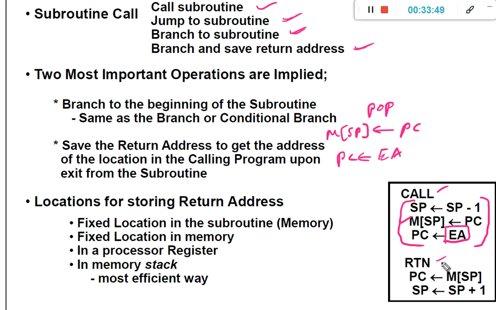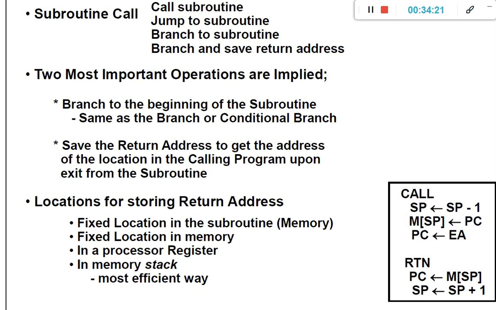After executing the subroutine, we have to return to the main program. When returning, the content of M of SP contains the previous program counter. So store the previous program counter to PC and then increment the stack pointer, because here we decremented the stack pointer. In the previous classes we discussed how to perform the subroutine call using memory locations. Now here we discussed how to perform the subroutine call using the stack.